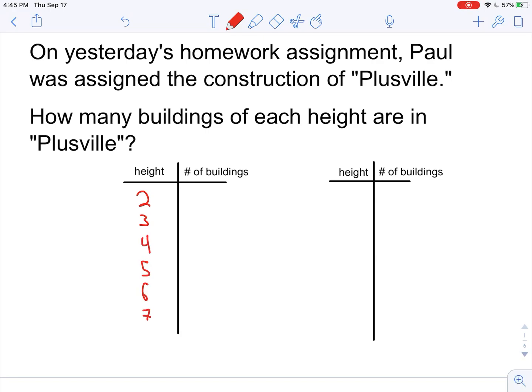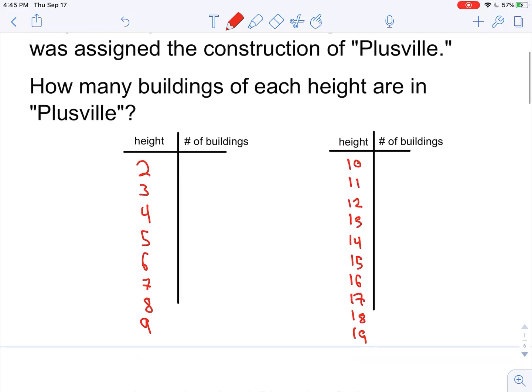So height-wise, we can see all of his buildings are going to be relatively easily defined as being one of these heights, all the way up through 20. And you can make it large enough. That's okay. All right, there should be one building.